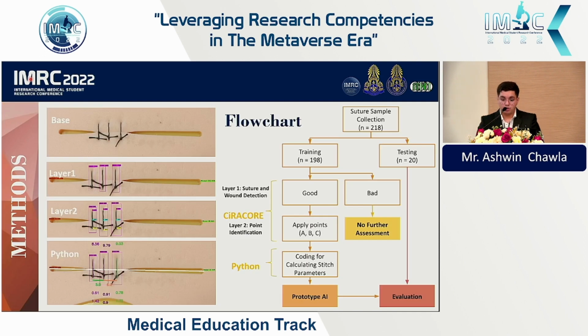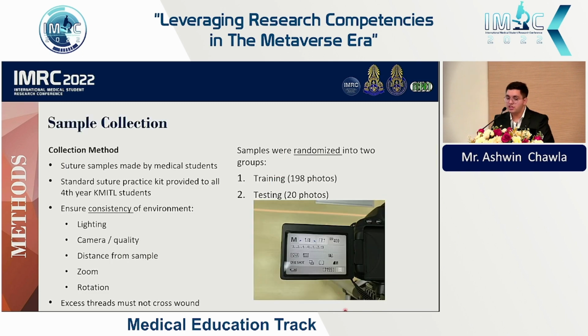This is a summary of our workflow, where we will start with a suture sample collection, which is then divided into a training and testing set. The training set will then be run through the Sirindhorn program, which is a platform to train our AI. The AI will be trained into 2 layers. The first layer will classify stitches as good or bad, and the good stitches will then be run through layer 2, which will apply points A, B, and C, which will be used to calculate for the stitch parameters. This will lead us to the final prototype of AI, where we will then evaluate with our testing set, which gives us our results.